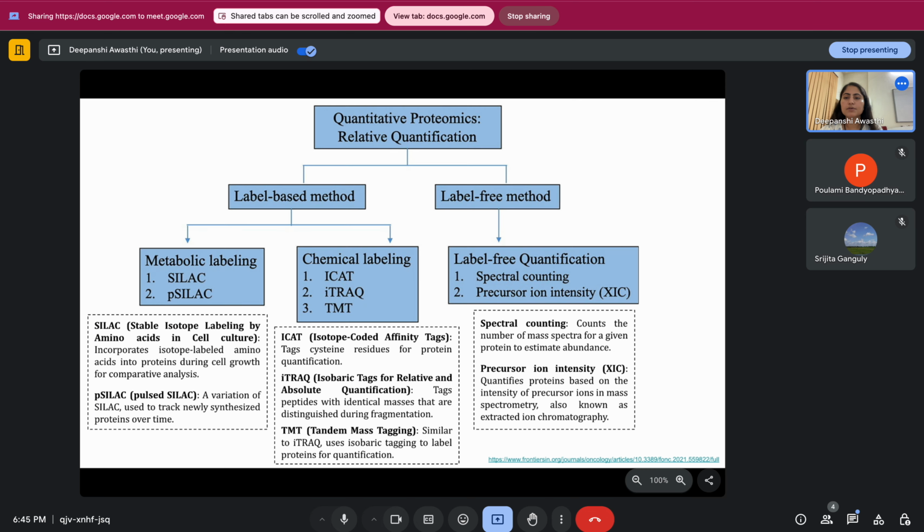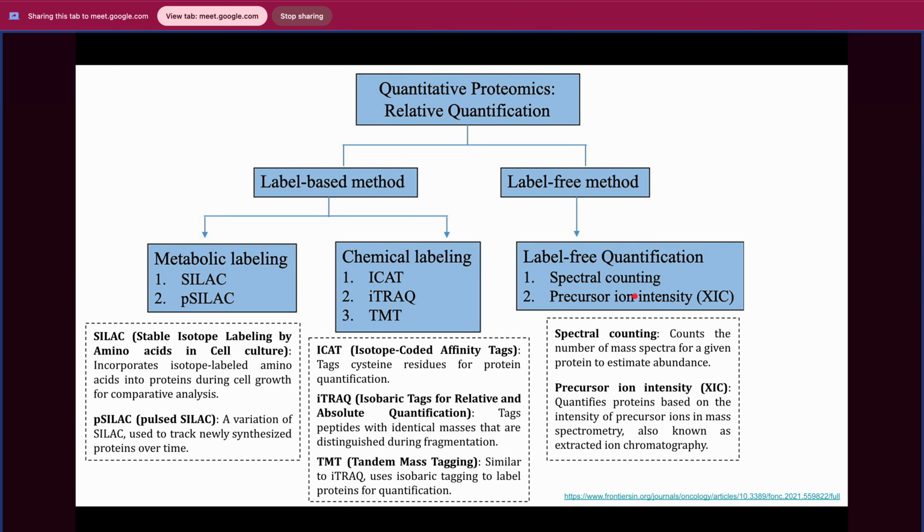Now I have taken this categorization from this particular paper which was published in Frontiers. In this they have properly explained what kind of methods are present under quantitative proteomics. So in mass spectrometry, as we all know, we can also go for the quantification of proteins by looking at the abundance of peptide sequences. In this, relative quantification can be done.